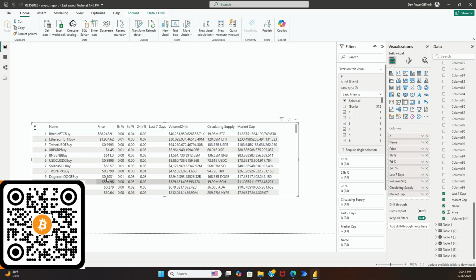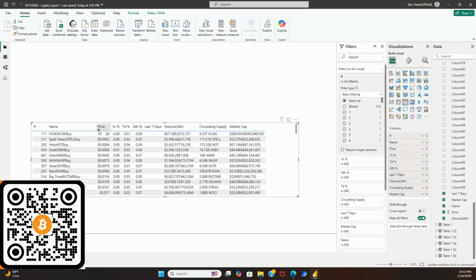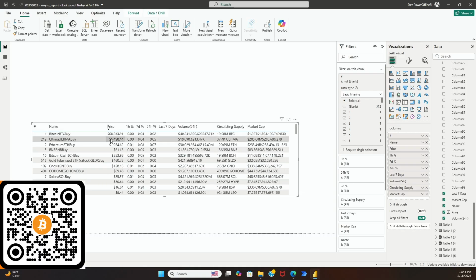Don't necessarily know. But we can order it by price by coming over and selecting price. Now we see that it's ordering by price from least to greatest. And if we select the arrow again, it's going to order by price from greatest to least. And it will do the same thing by 1-hour percentage, 24-hour percentage, and 7-day percentage.